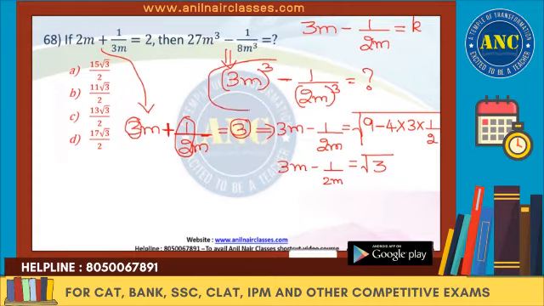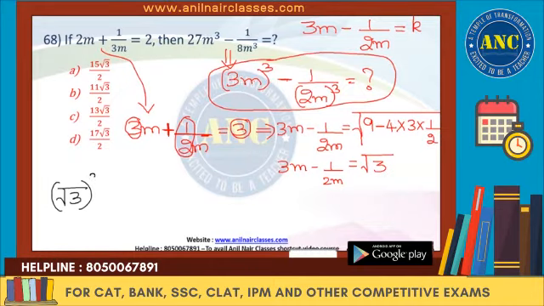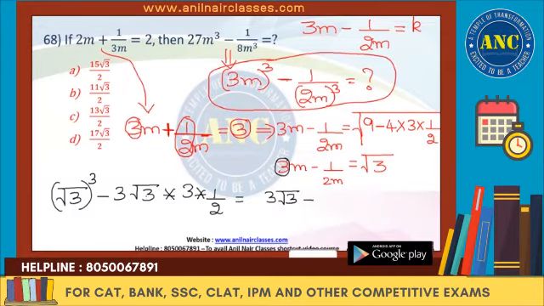Finding out 3m whole cube minus 1 by 2m whole cube. Is it a difficult task? I definitely don't think so. Right? So 3m cube minus 1 by 2m cube is k cube. That means root 3 whole cube minus 3k, 3 into root 3, but I cannot stop at this because the coefficient of m is 3 and the coefficient of 1 by m is 1 by 2. I should also multiply by them to take care of the extra simplifications. So this is root 3 whole square, which is nothing but 3. Root 3, one more is left out. This is 3 root 3 minus 3 root 3 into 3 by 2.